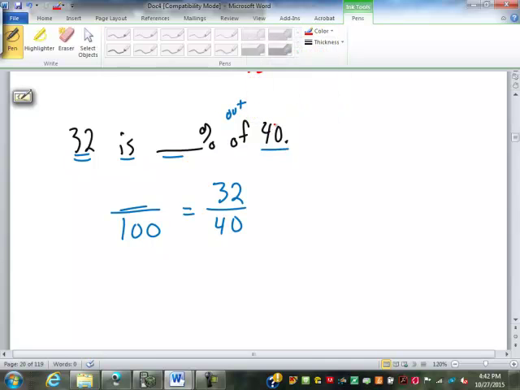Now we're still going to cross multiply and divide. It's just a different direction. Now the diagonal is this direction. So 100 times 32 is 3,200. Divide by 40 is 80. So 80 out of 100, or 80%. 32 is 80% of 40.